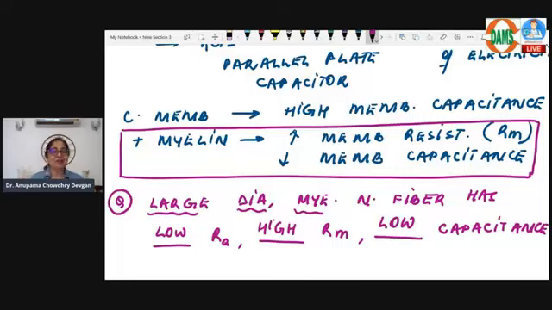Have you understood? So when you use this, Sakshi Patidar, I cannot use directly inversely proportional relationships here. It is not as simple as that. You cannot make oversimplified things like this. You have to understand the concept. Large diameter nerve fibers, low axoplasmic resistance; myelinated nerve fibers, high membrane resistance; myelinated nerve fibers, low capacitance.